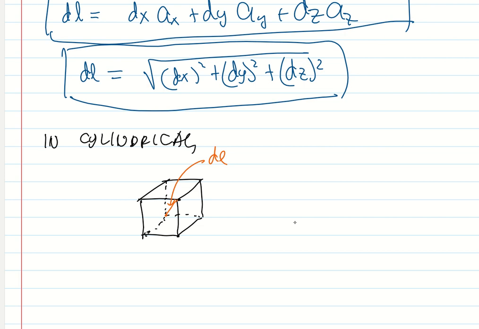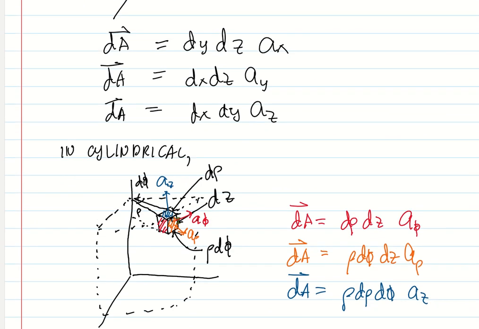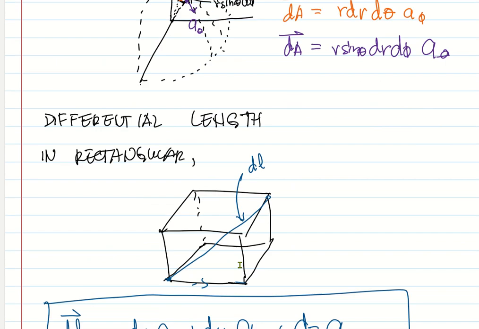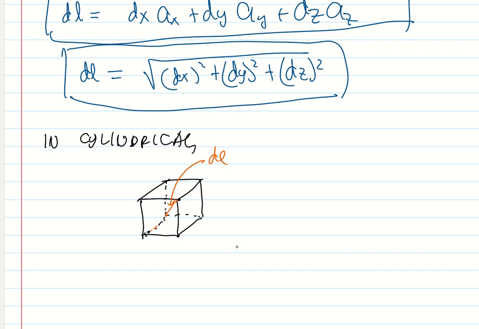So if we solve that, that's the diagonal of the cube. But first, we need to know the lengths of the sides, length, width, and height of this rectangular prism. We already solved that here. For cylindrical, we have d rho, we have dz, and we have rho d phi. So this will be d rho, this will be dz, and this will be rho d phi. If these are our length, width, and height, the diagonal is just equal to the square root of the length squared plus the width squared plus the height squared.